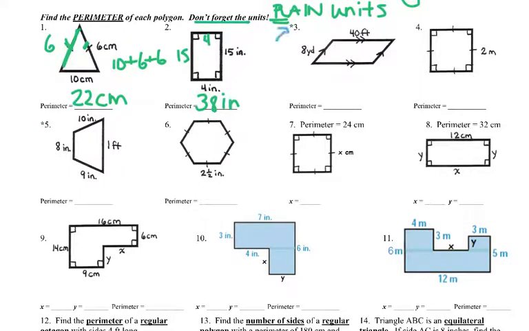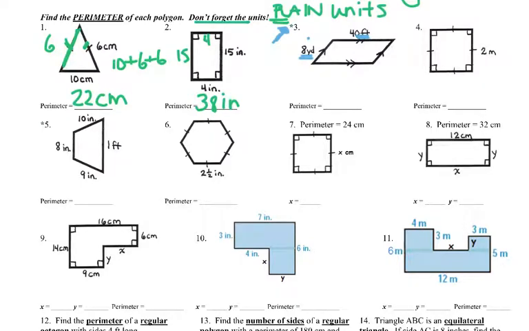Now you want to be careful. You want to notice where we have a little star. Little star is kind of telling you, hey, there's something different about this one. What's different about number 3? Right, the units are different. We can't add them up if one is in yards and one is in feet. So we've got to create equivalent units.